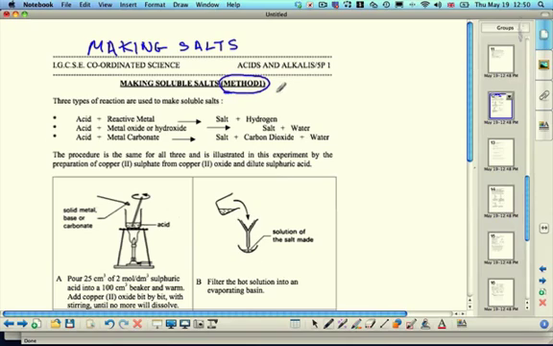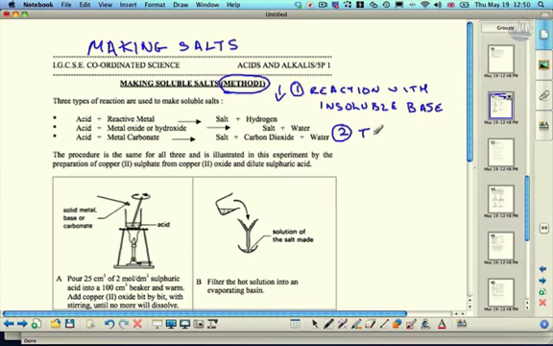Method 1 is this one here, and we're going to call method 1 reaction with insoluble base. Method 2 we're going to do later. Method 2 will be titration.